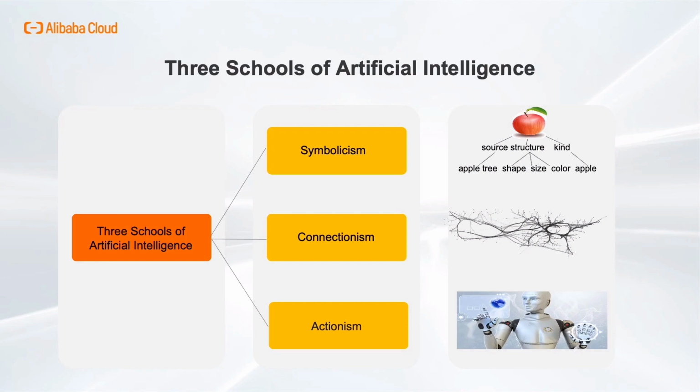Actionism is a behavioral intelligence simulation method based on perception and action. It originated from a school of psychology at the beginning of the 20th century. It believed that behavior is the combination of various body reactions used by organisms to adapt to environmental changes. Its theoretical goal is to foresee and control behavior.